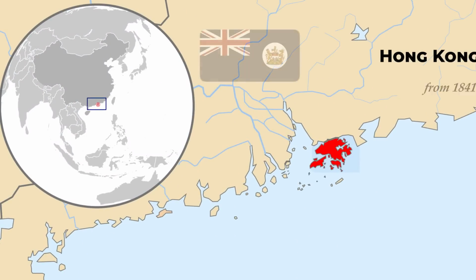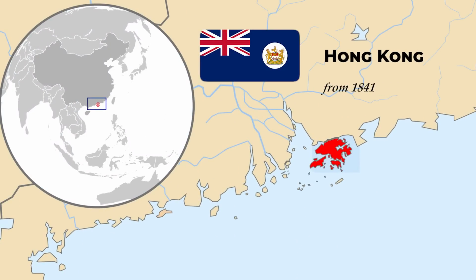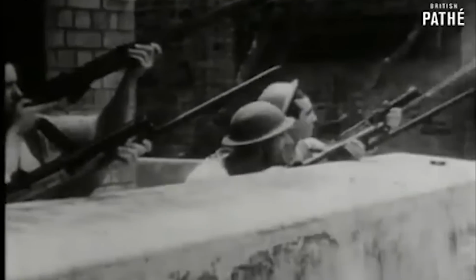Unlike Singapore, Hong Kong remained under British administration. The Japanese occupation had left its infrastructure and economy in ruins. But refugees from mainland China, fleeing the civil war and communist rule, contributed to a population boom and labor force growth.